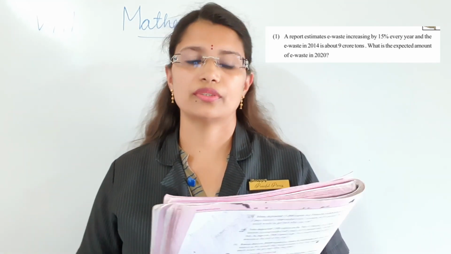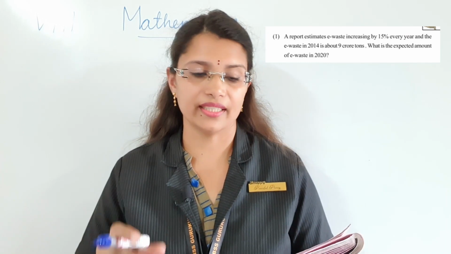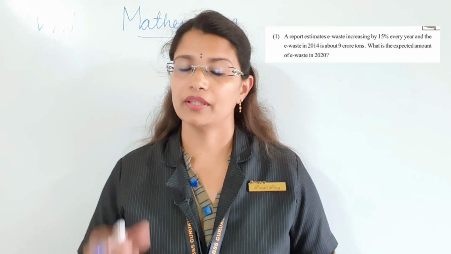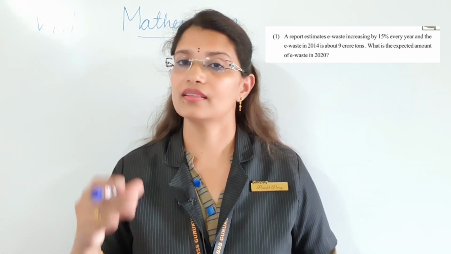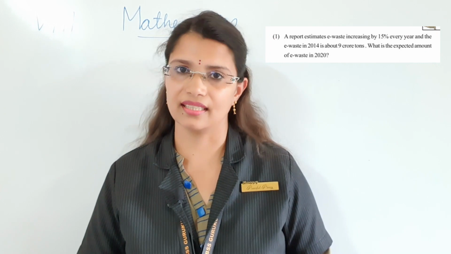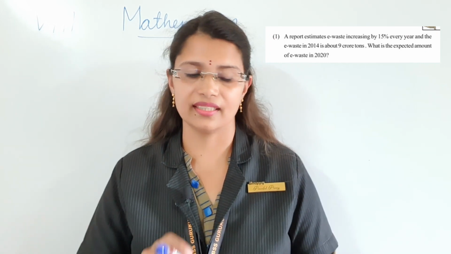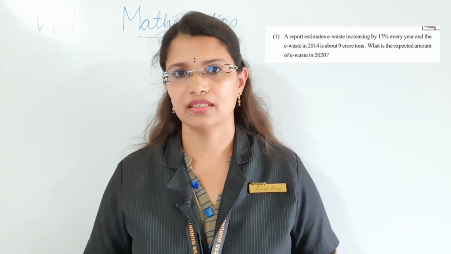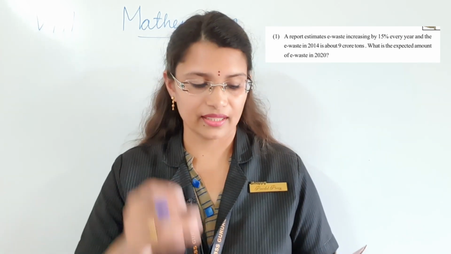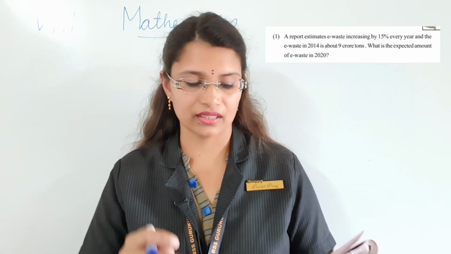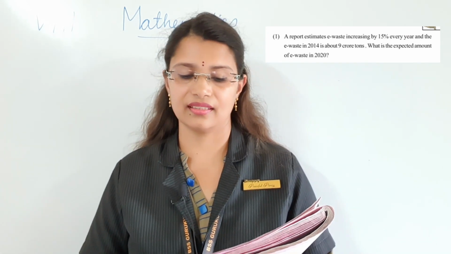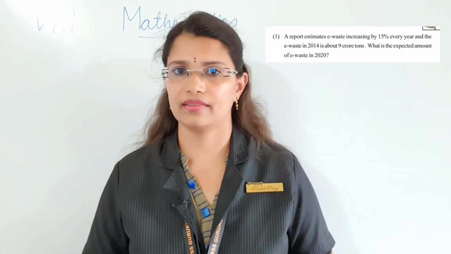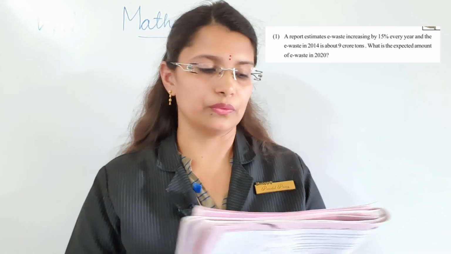This is the question. Children, in this exercise we can use the compound interest formula. Why not simple interest? Because in compound interest every year the principal is increasing, right. So here also it is increasing; in this question e-waste increases by 15% every year. And in the next 2 questions, it decreases every year. So, we can apply the compound interest formula here. Okay. Let us see how to do it.